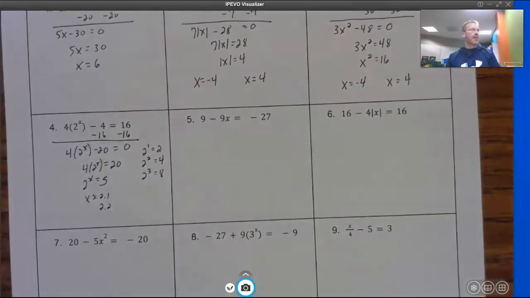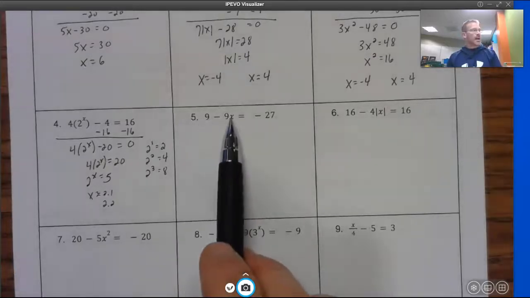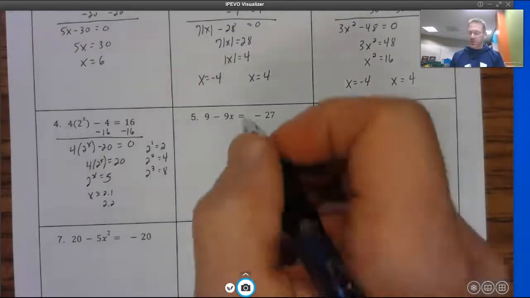All right, looking at problem 5. Now we're back to another linear problem here. Okay, it's not equal to 0, so I'm going to make it so. So I'm going to add 27.